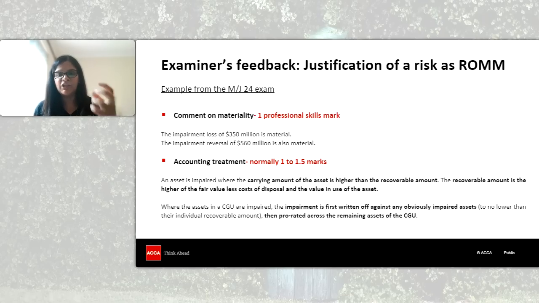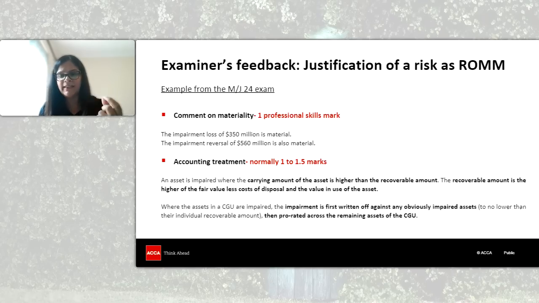And then you'd write your accounting treatment. I'm not reading through this because I'm not teaching you anything today. But the idea was that the accounting treatment has to be relevant. So you can't simply say impairment is where the carrying amount is compared with the recoverable amount. Because I'm going to discuss risks in the value in use, in the fair value, etc., that should be my trigger point for making sure I complete the accounting treatment marks as well. So talk about what impairment is, talk about how it is written off first against any obviously impaired assets, and then prorated against the remaining assets.